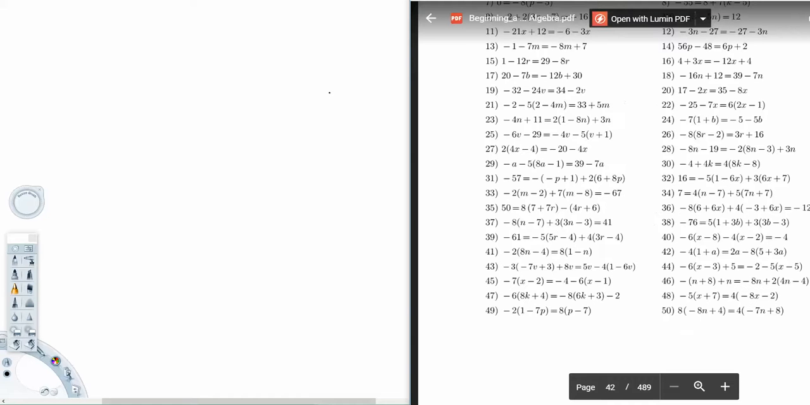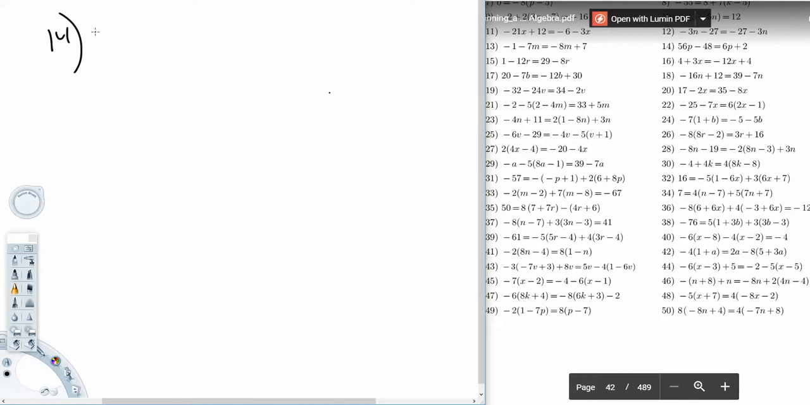So I had left off on problem 13. We are moving along light speed. So problem 14 now: 56p minus 48 equals 6p plus 2.